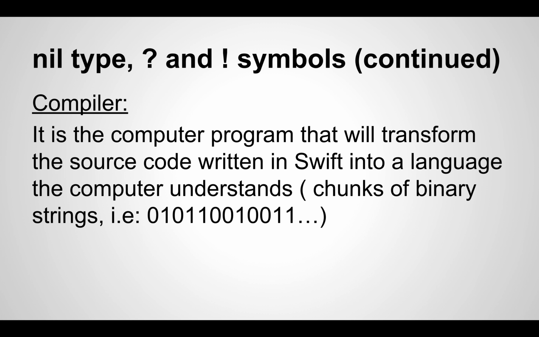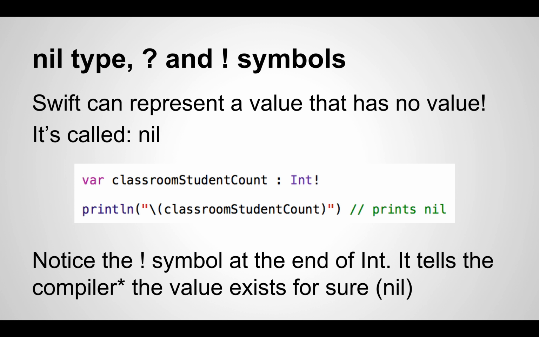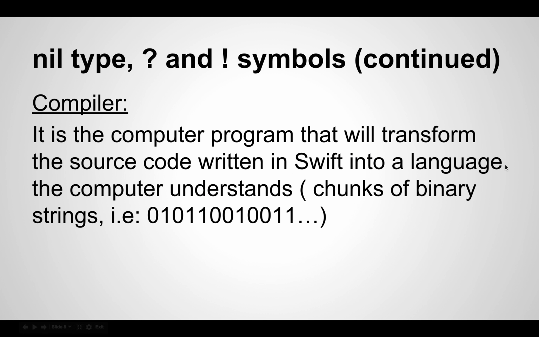Whenever you write something like classroomStudentCount Int, this is only one instruction that you write. Here we're actually writing two lines. When these two lines are translated, they're translated into chunks of 0s and 1s. You might think it's only two instructions, so it might be two chunks of 0s and 1s. Absolutely not. These two lines are probably hundreds, if not thousands, of binary strings for the computer to understand what to do. But don't worry about it.